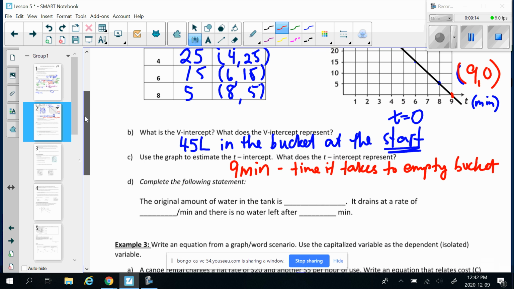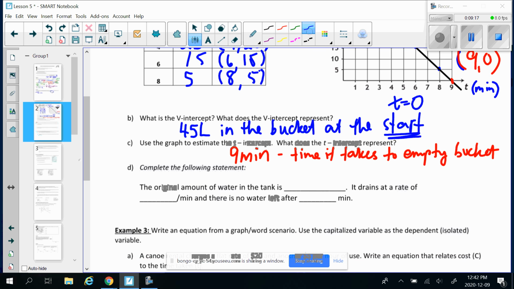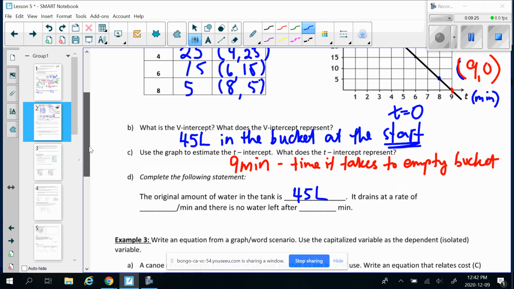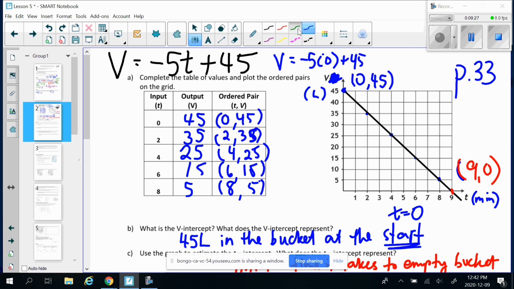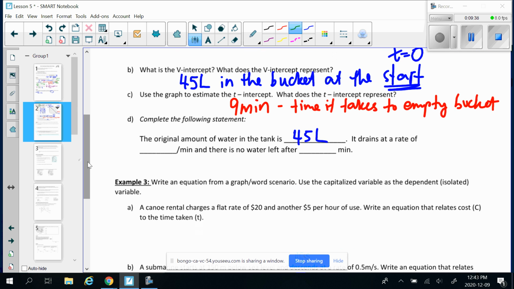Okay. So the original amount of the water in the tank is 45 liters, and it drains at a rate of, well, how many liters per minute? You can actually read this off the equation. So the equation they gave us was here, and the slope is right here, negative 5. So what that means is that it's 5 liters per minute, and it's negative because it's draining. So it is 5 liters per minute because that's the slope. The slope is the rate of change. Okay. And there's no water left after 9 minutes.